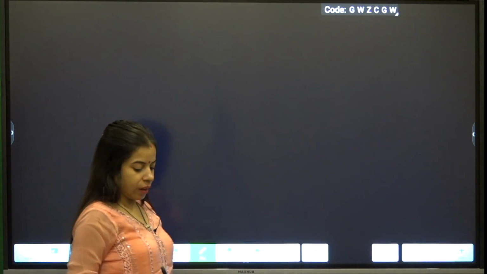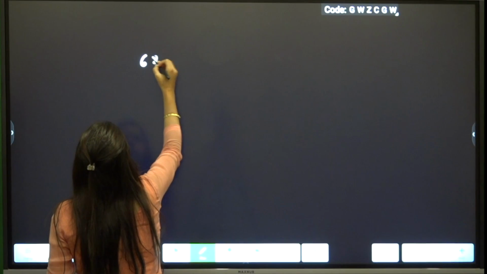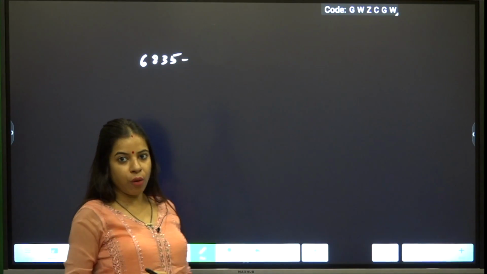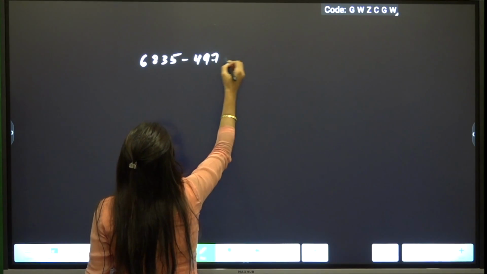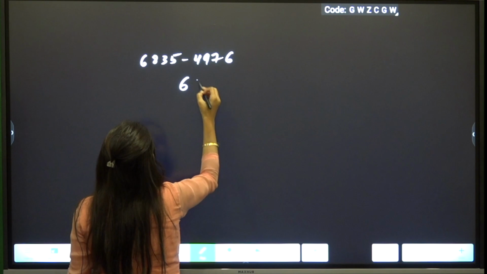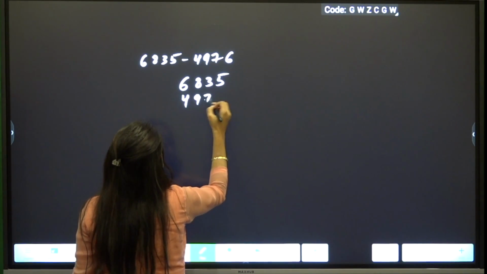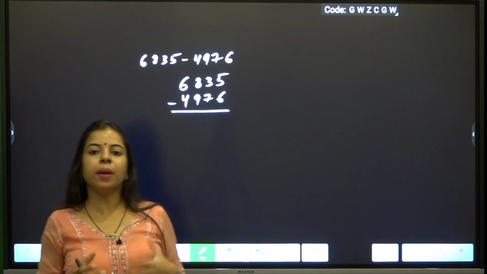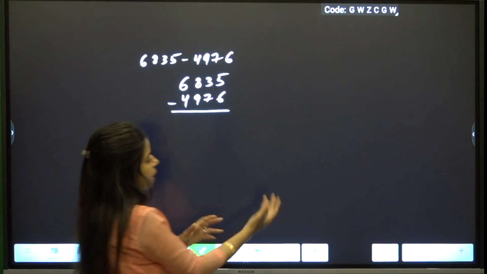Say we have 6835 minus 4976. Let me write these numbers in row form, and we are going to follow the best friend technique. Let us start from the right side.